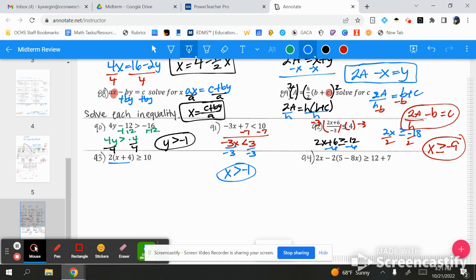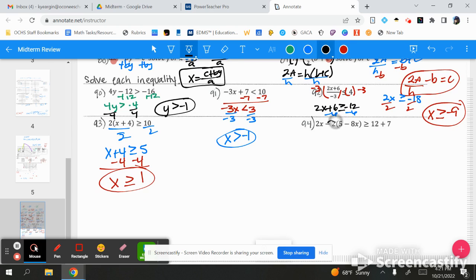For 93, I'm going to divide each side by 2. I'll have x plus 4 is greater than or equal to 5. Then I need to subtract 4 from each side, so x is greater than or equal to 1.